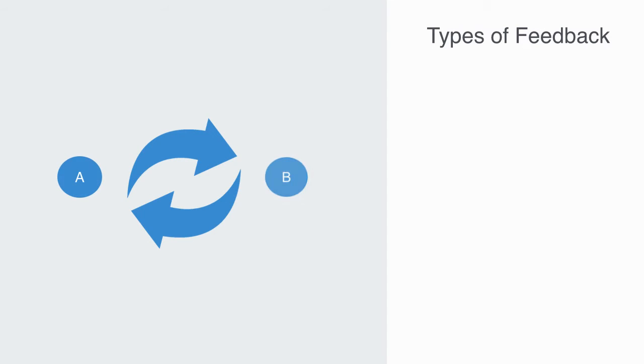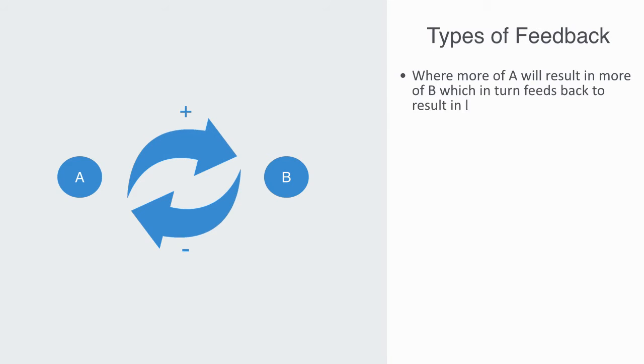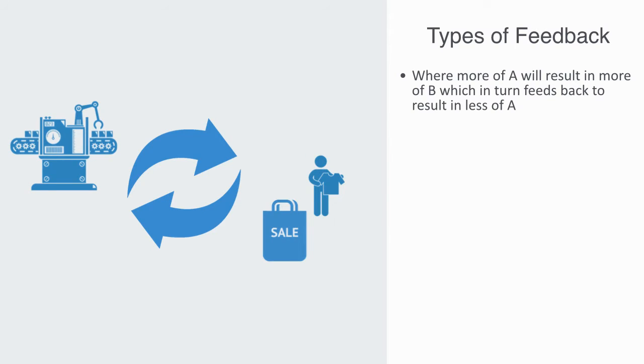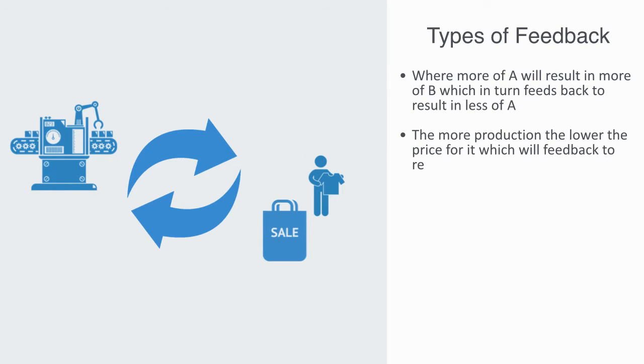Feedback loops can be of two kinds, positive and negative. A negative feedback loop represents a relationship between two variables, say A and B, where more of A will result in more of B, which in turn feeds back to result in less of A. For example, the relationship between supply and demand is a negative feedback. The more a producer supplies, the lower the price for it, which will feed back to reduce the incentives to produce more in the future.